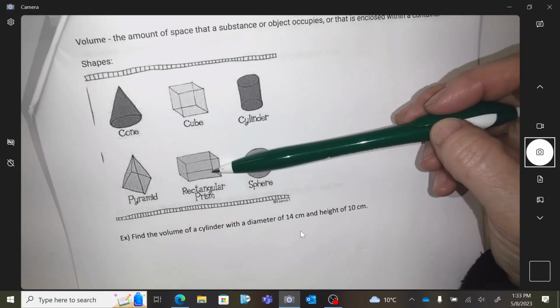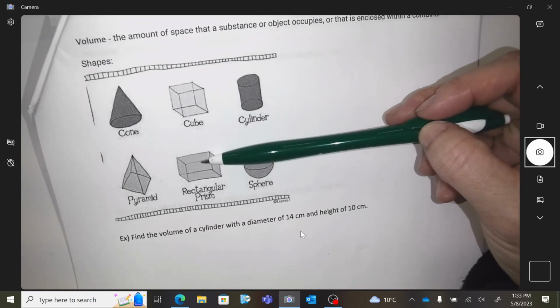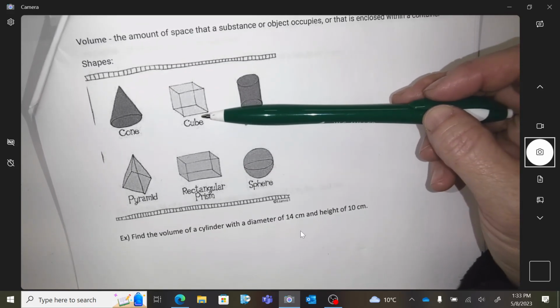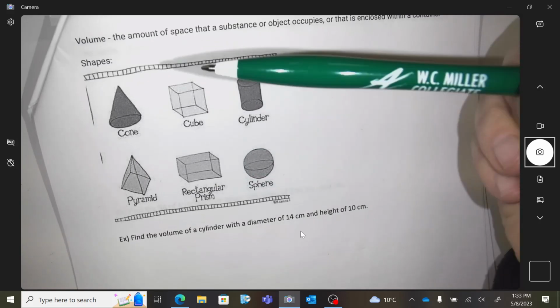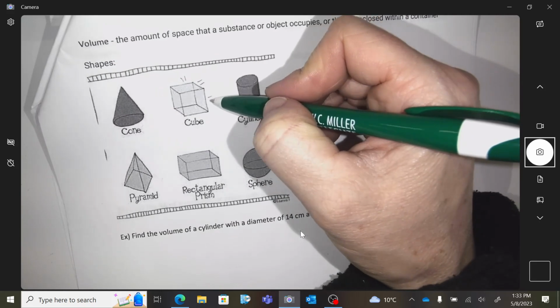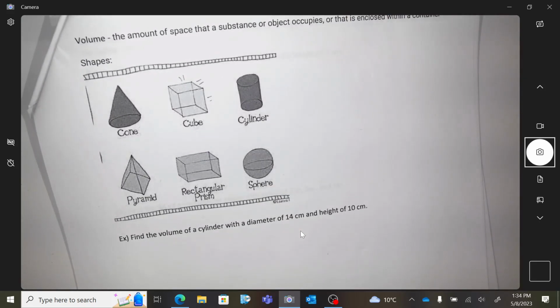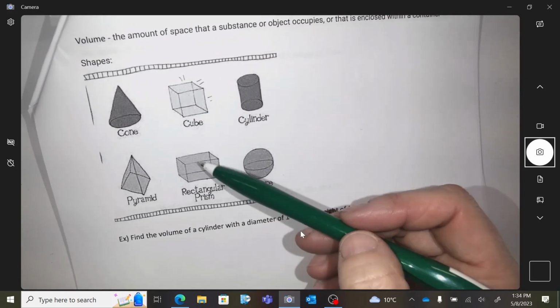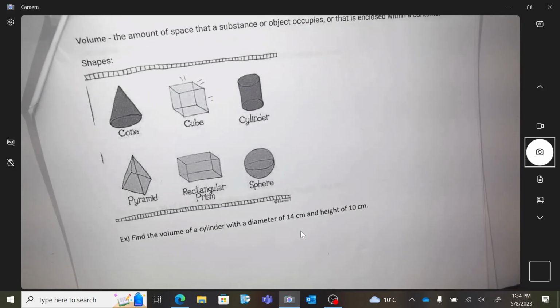So a rectangular prism and a cube, that's the same idea. What's the only difference with a cube? Does anybody know? Cube has equal sides. Yeah. These sides are all the same. That's the only difference, they're the same idea with the shape.